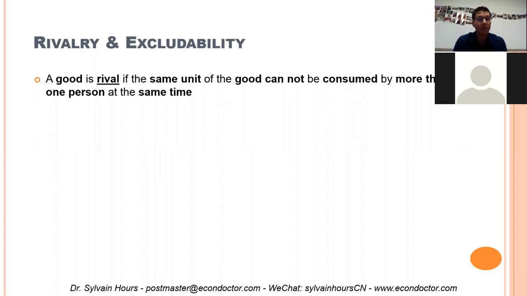And here we understand why we use this word rival. Usually a rival could be in sports, or you could have a rival when you do some boxing, because you have to fight. You have to fight for one particular unit, because if you don't get it, your rival will be able to consume it and you will not be able to. So you fight for the good. That's why you say the good is rival.